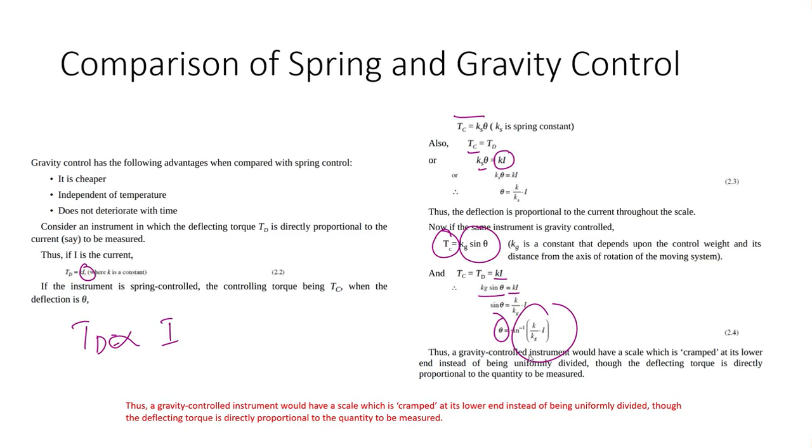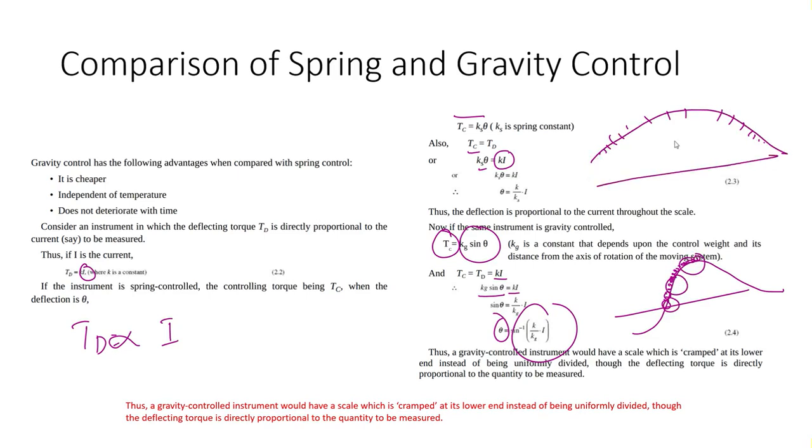So sine inverse is a non-linear scale, so there would be a cramped scale at the end and lighter values in the middle. It is just like a sine wave. It goes like this. So higher increase, linear increase, low increase. So low, high and low. So the reading would be like this: high, low and high. So the density of the points would be different. So that's why the gravity control is not used that much.